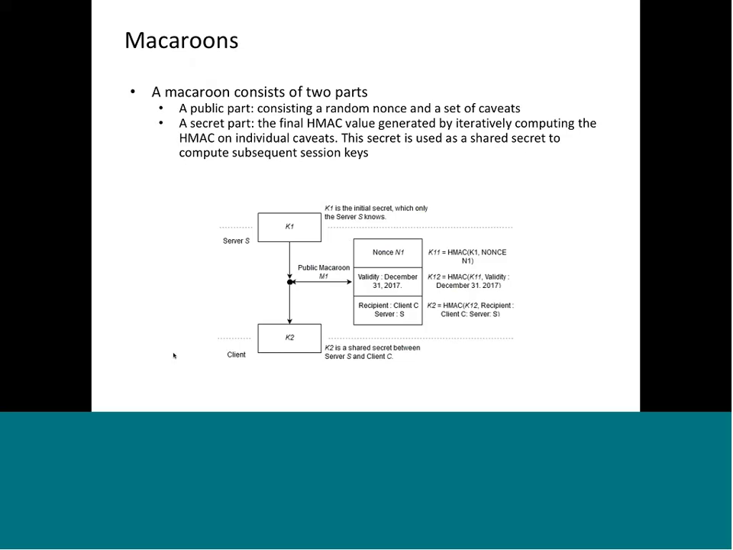So what is a macaron? A macaron is a technique that was developed by Google, and it consists of two parts. There is a public part that consists of a random nonce and a set of caveats. That is what you see on the right hand side of this image. The nonce, the validity, and the recipient are the public part of the macaron, and the one on the left hand side is the initial key that is used to construct the first HMAC. The HMAC algorithm is run iteratively on each caveat, and then the final HMAC, which is K2 over here, is the shared secret between the client and the server, and the values K1 and K2 are kept secret.